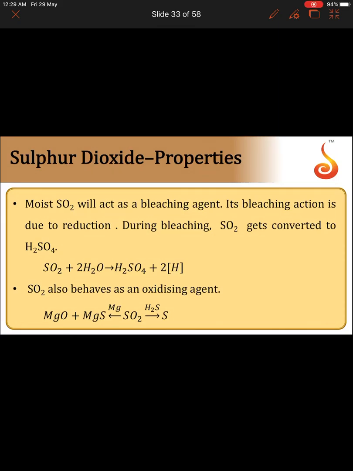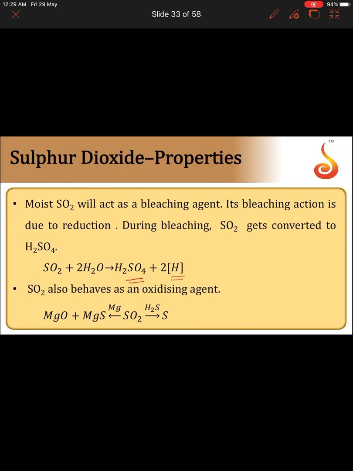Sulphur dioxide properties. Moist SO2 will act as a bleaching agent. Its bleaching action is due to reduction of the vegetable coloring matter by nascent hydrogen liberated in presence of moisture. During bleaching, SO2 gets converted to H2SO4. And one more point here, in presence of moisture, SO2 acts as a good reducing agent.